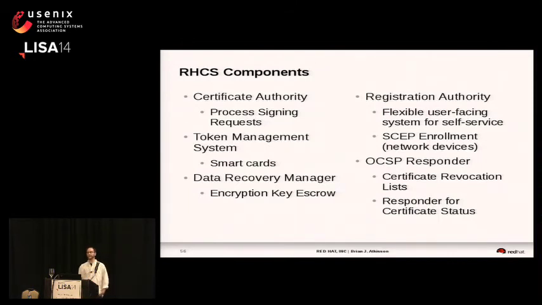Red Hat Certificate System has a variety of components like most PKI solutions. The main part is the certificate authority. This is what processes and signs certificate requests. There's a token management system, so if you want to use smart card authentication, you could use this. We don't use it internally. There's also a data recovery manager, so if you want to do encryption, basically email encryption or encryption using X509 certificates, you could use that. We tend to use GPG encryption internally, so we don't use this component.